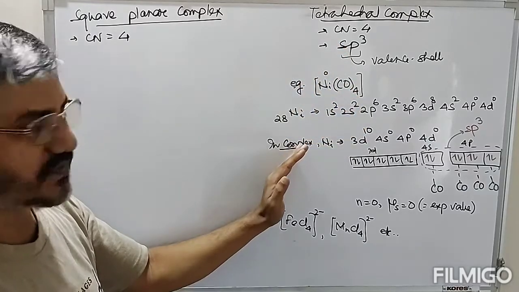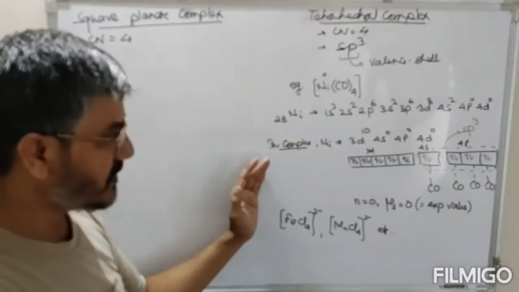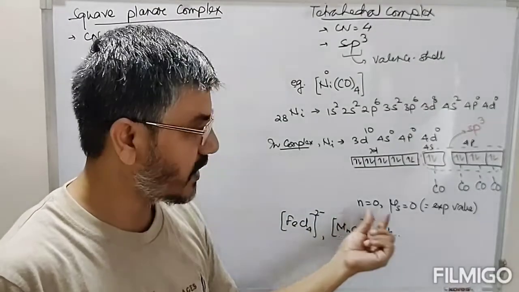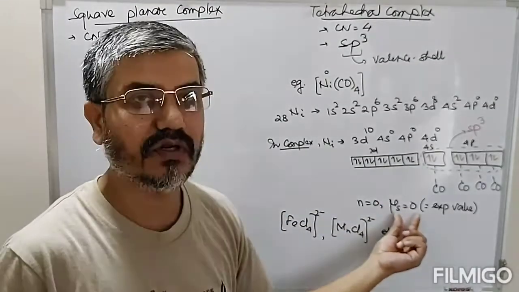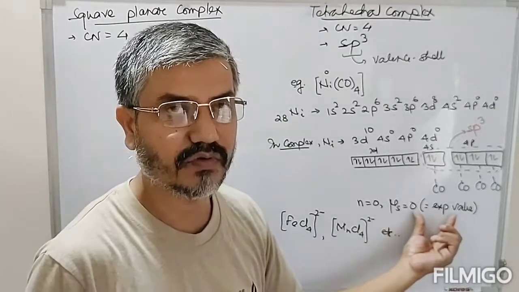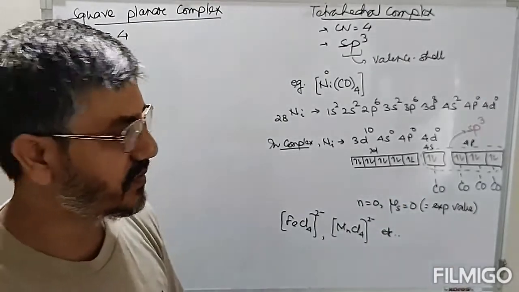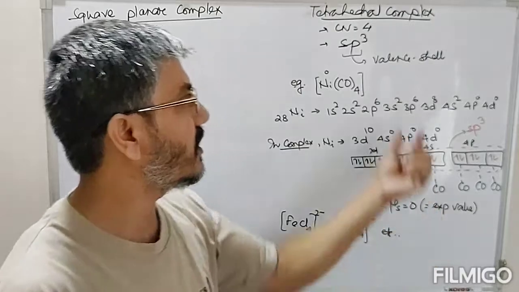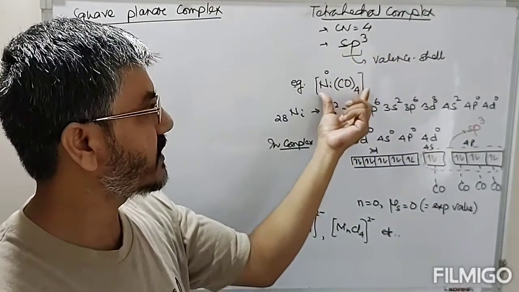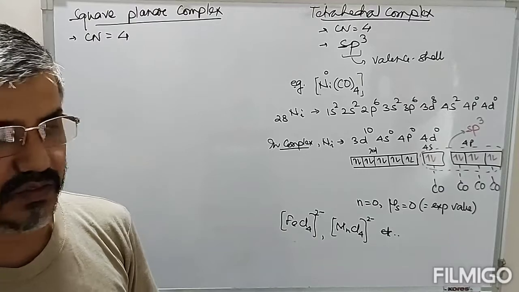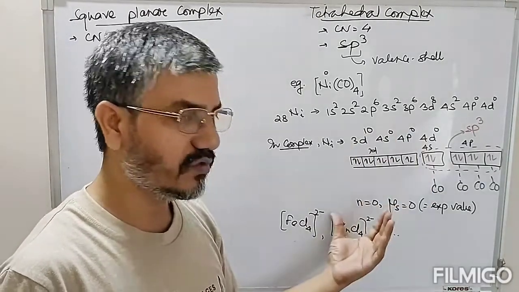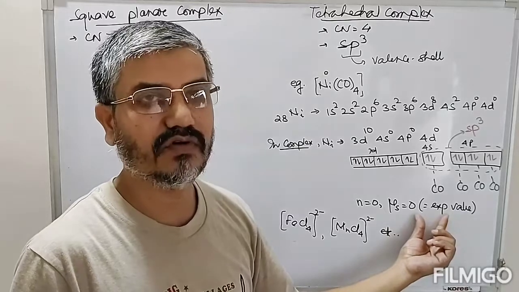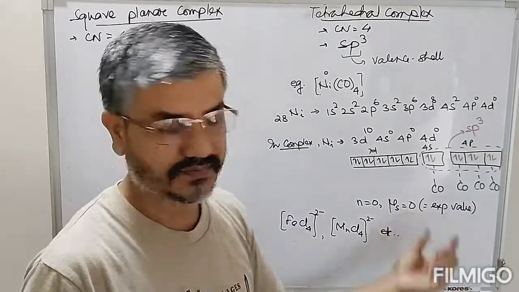undergoing sp3 hybridization. By doing this, we calculate the number of unpaired electrons to be 0 and the theoretical value of spin only magnetic moment is 0, and this theoretical value matches with the experimental value. Now from this experimental value we come to the conclusion that our prediction that nickel tetracarbonyl undergoes sp3 hybridization is correct. So we come to this conclusion only from the experimental value of spin only magnetic moment.